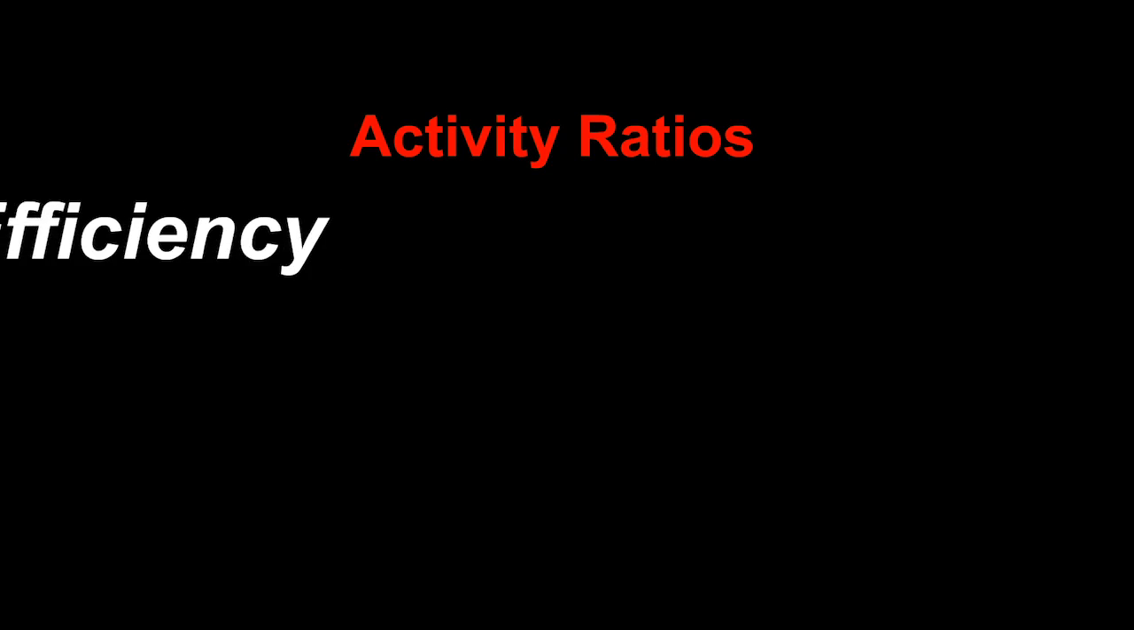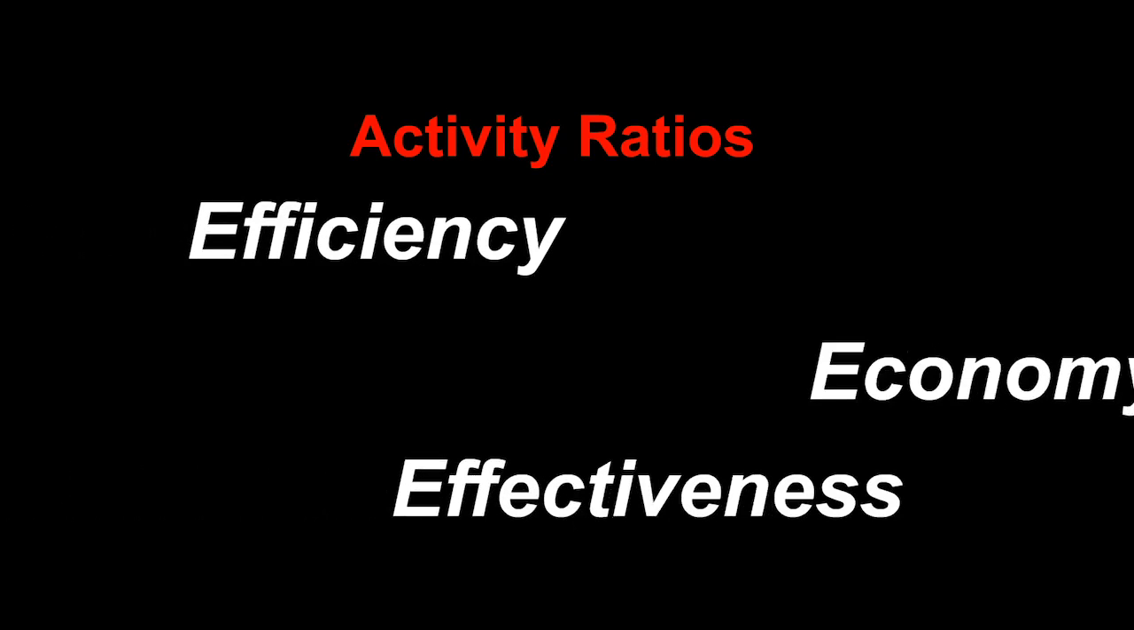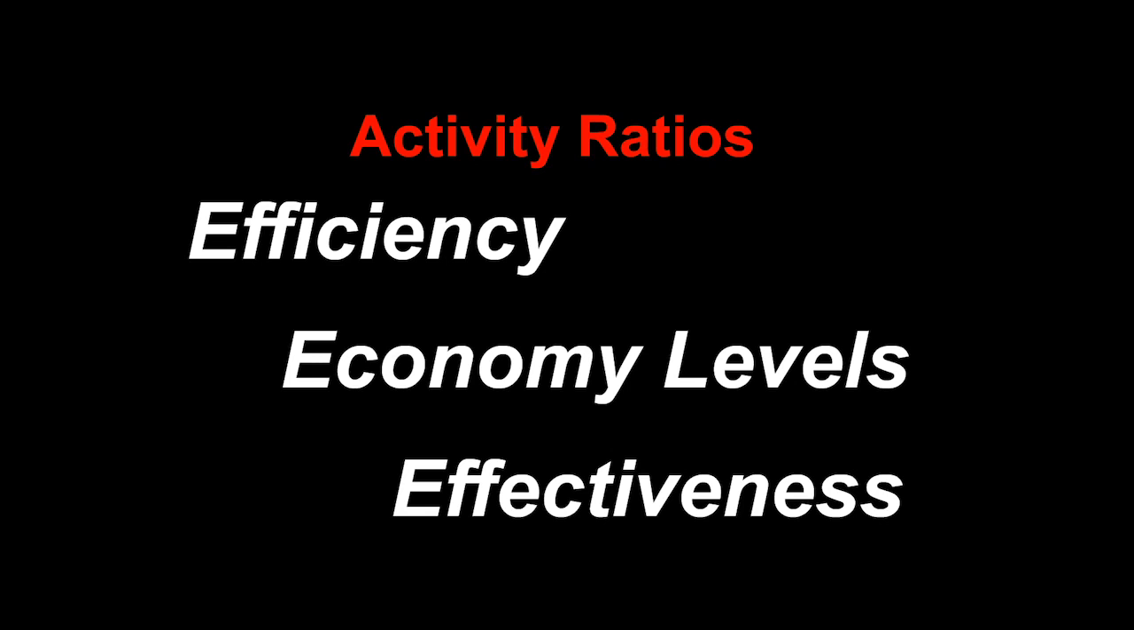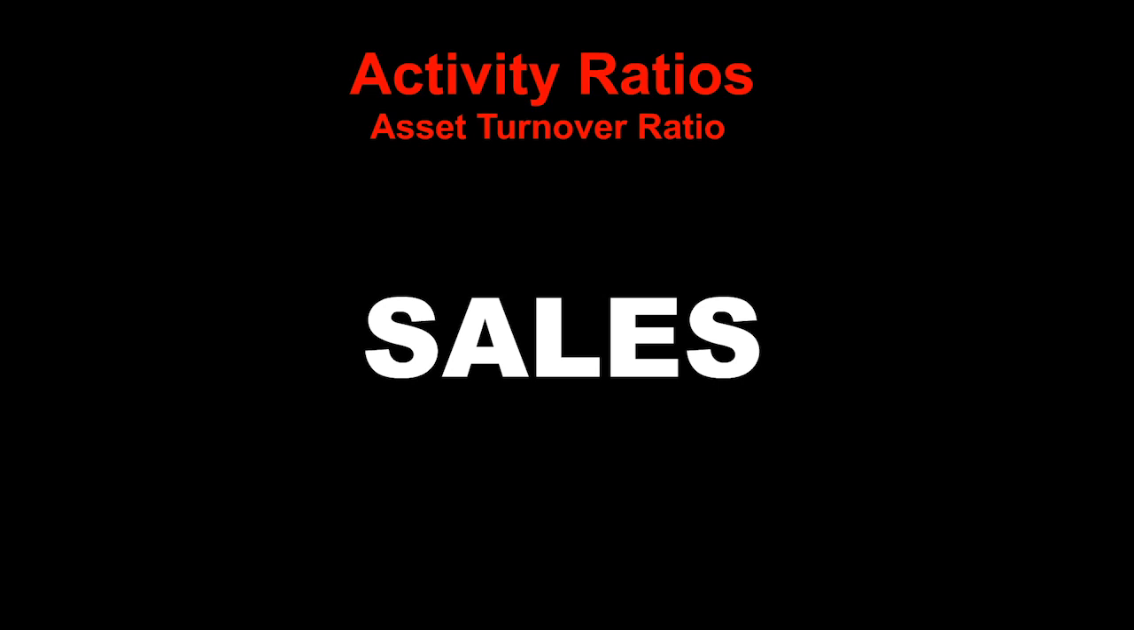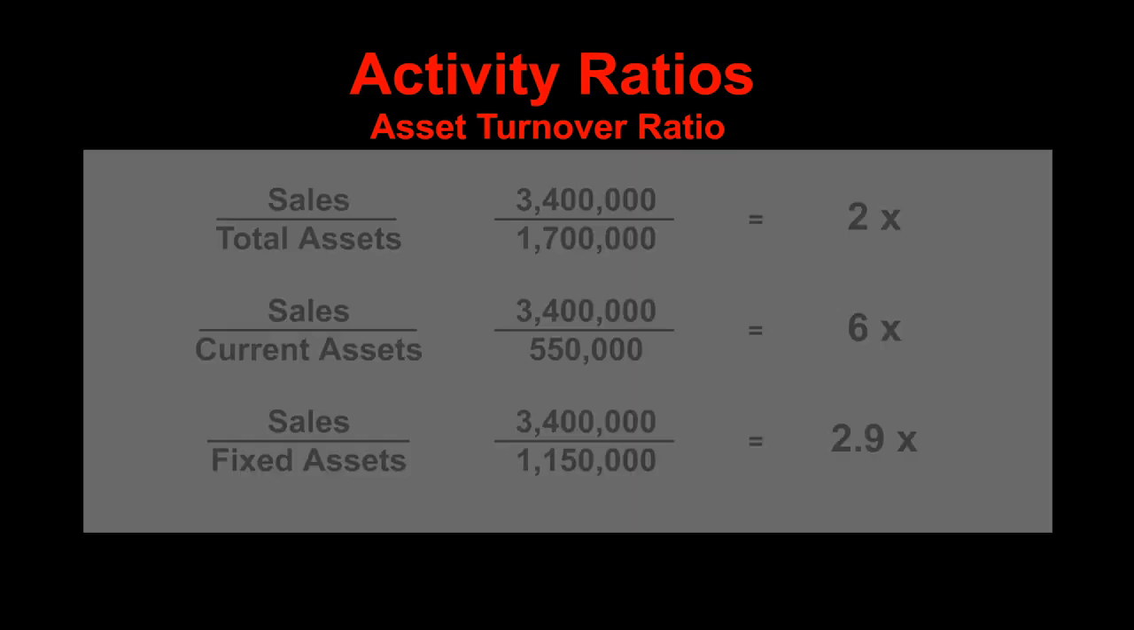Finally, there are the activity ratios. These ratios allow the analyst to gauge the efficiency, effectiveness, and economy levels of enterprise operations in financial terms. The first activity ratio is the asset turnover ratio. It measures how much sales are generated by the assets of the enterprise.